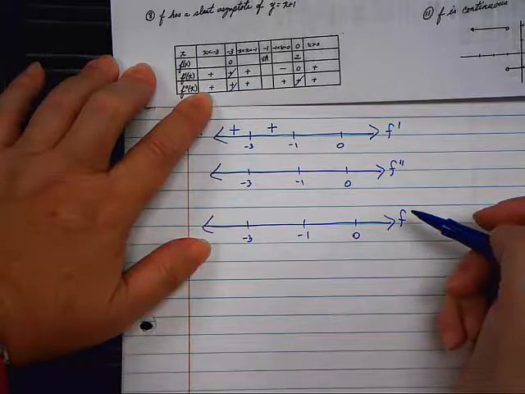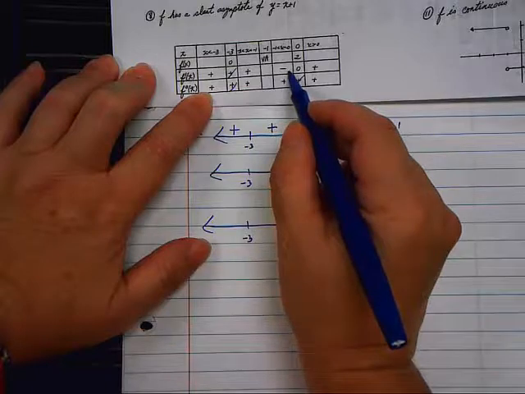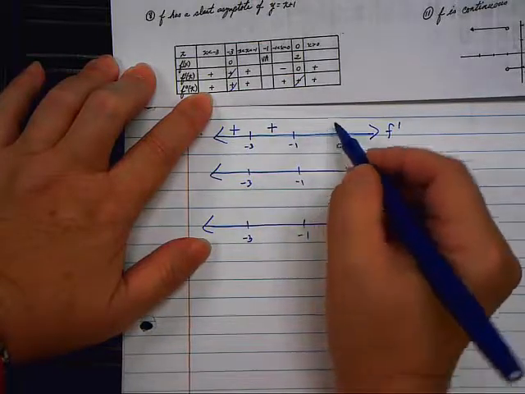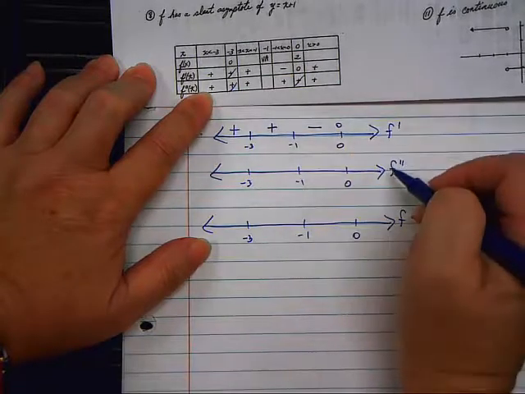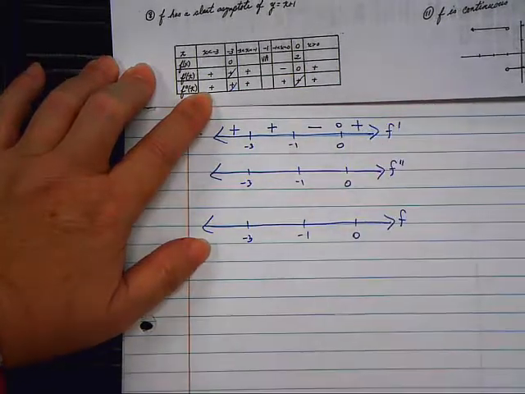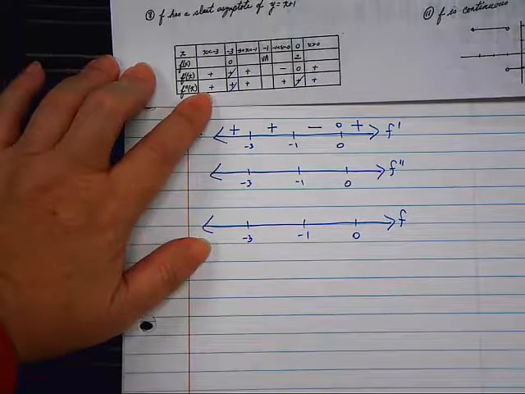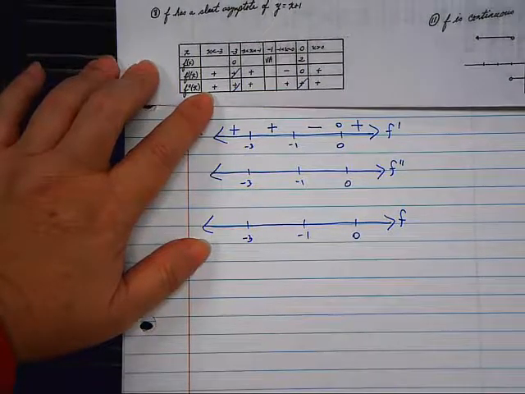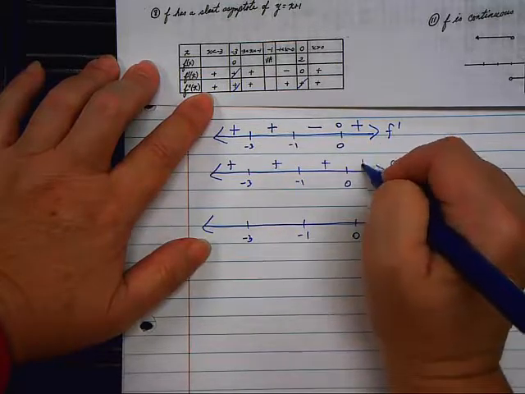Are you with me? -1 says nothing. Just leave it blank. -1 to 0, that's the next section, is minus. At 0, it's a 0. And then afterwards, it's a plus. You see how I transferred all that down? Okay? Now, the second derivative number line, as you notice, is all plus signs. So I just need to put plus, plus, plus, plus, 4 times.